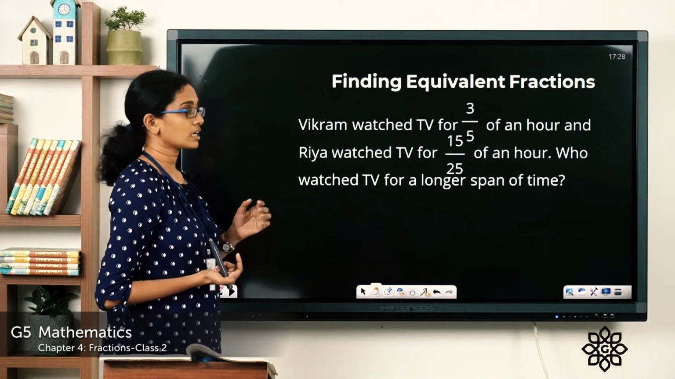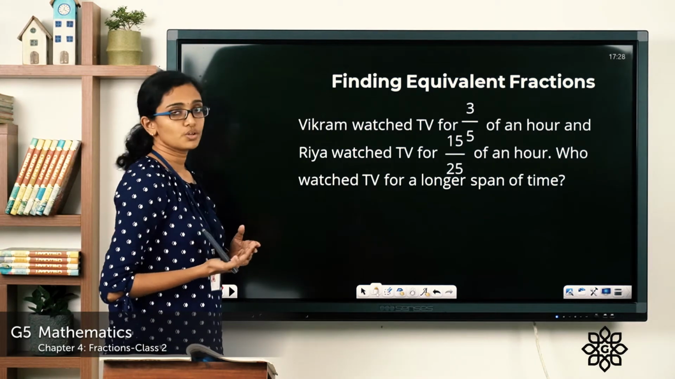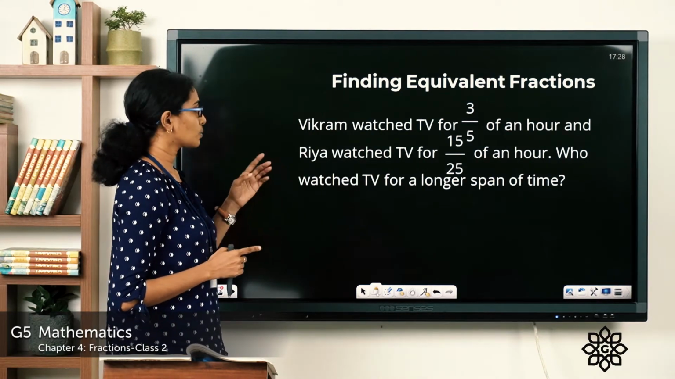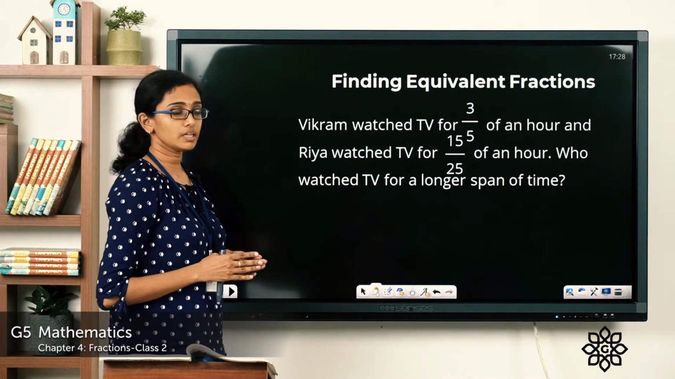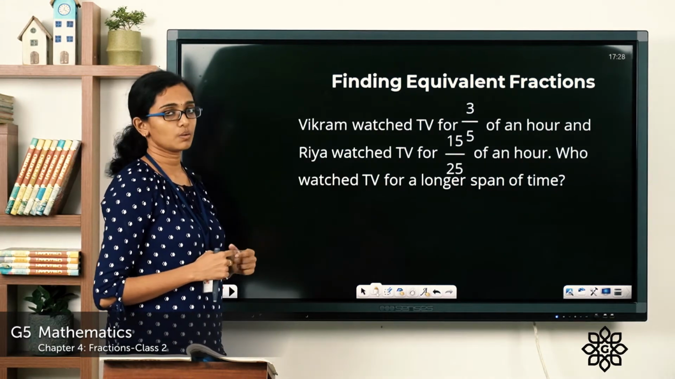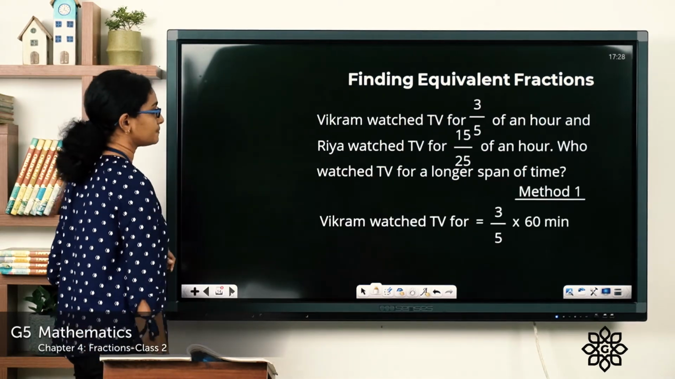How do we find a solution for this? We can find a solution in two methods. In the first method, we can find out the span of time that Vikram watched TV, and the span of time that Riya watched TV. Okay, see the first method.